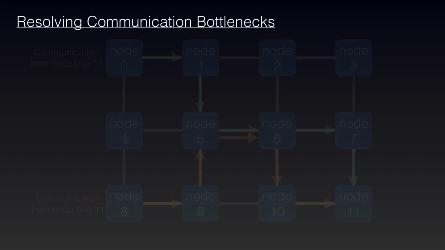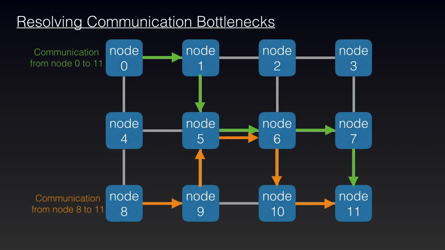Particularly important is avoiding bottlenecks in the interconnect that links the processors. Load imbalances and unnecessarily long communication routes can negatively affect application performance. For example, both green and orange communication streams are routed through the link between nodes 5 and 6. This creates a communication bottleneck on this link, which may reduce application performance.